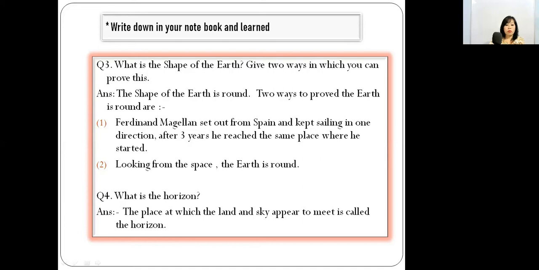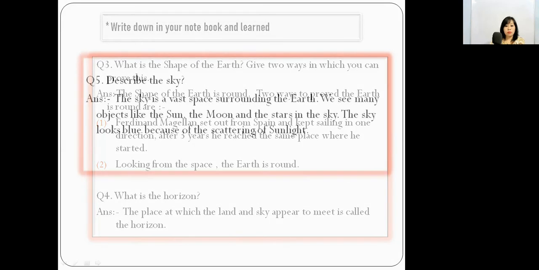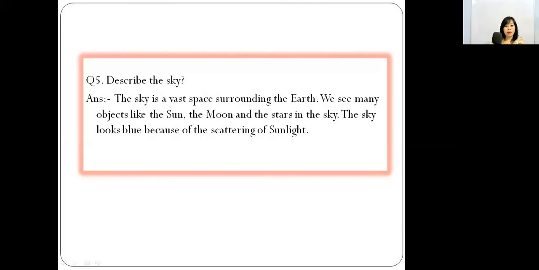Question number 4, what is the horizon? Answer. The place at which the land and sky appear to meet is called the horizon. Question number 5. Describe the sky. Answer. The sky is a vast space surrounding the Earth. We see many objects like the sun, the moon, and the stars in the sky. The sky looks blue because of the scattering of sunlight.